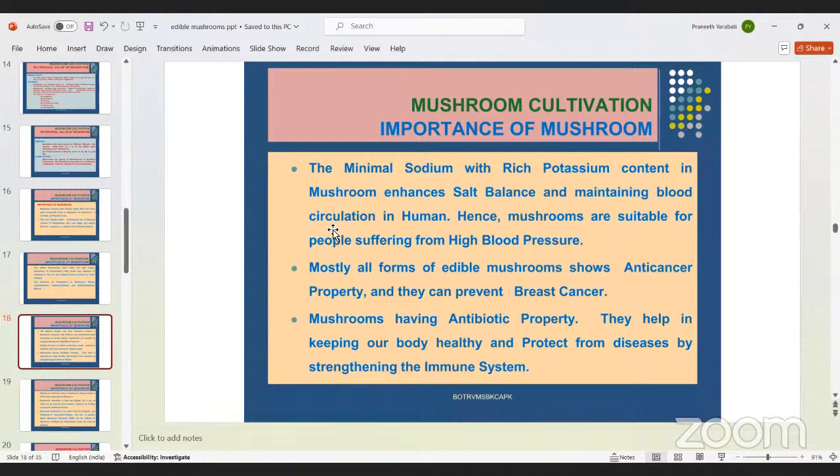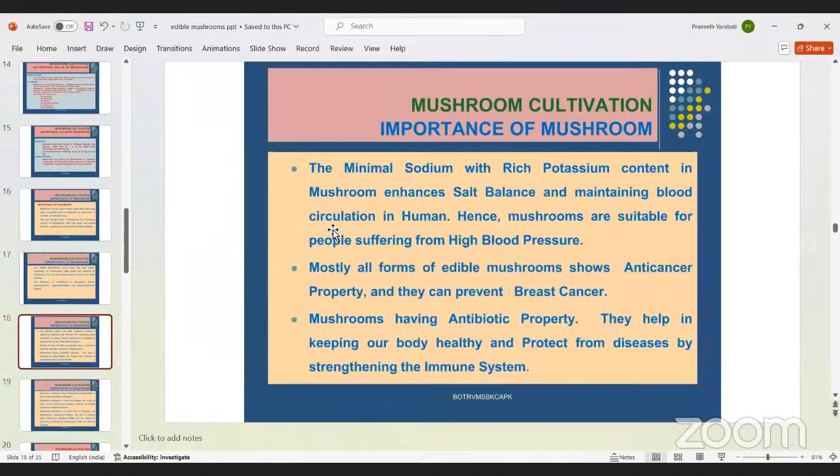Mostly all forms of edible mushrooms show anti-cancer properties and can help prevent breast cancer. Mushrooms also have antibiotic properties. They help in keeping our body healthy and protect from diseases by strengthening the immune system.